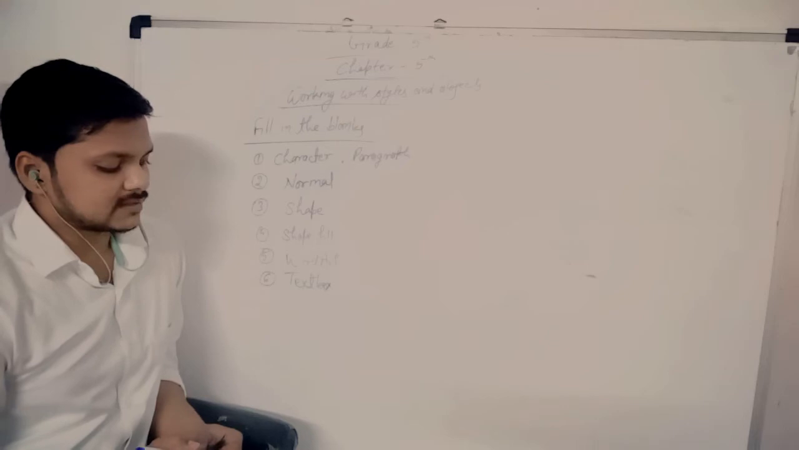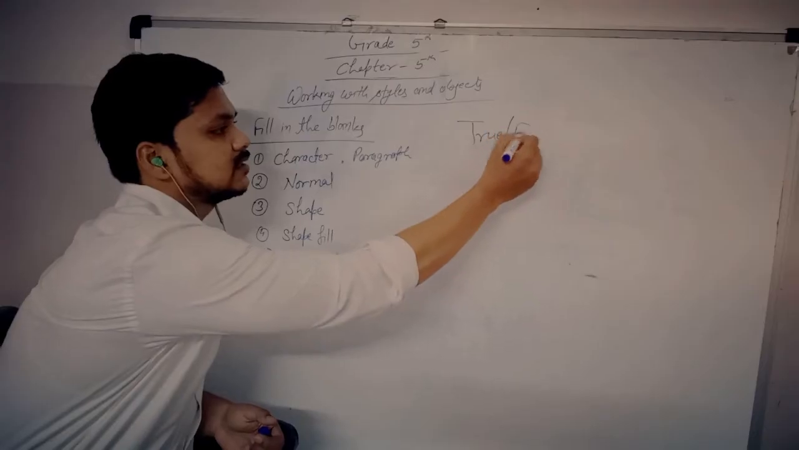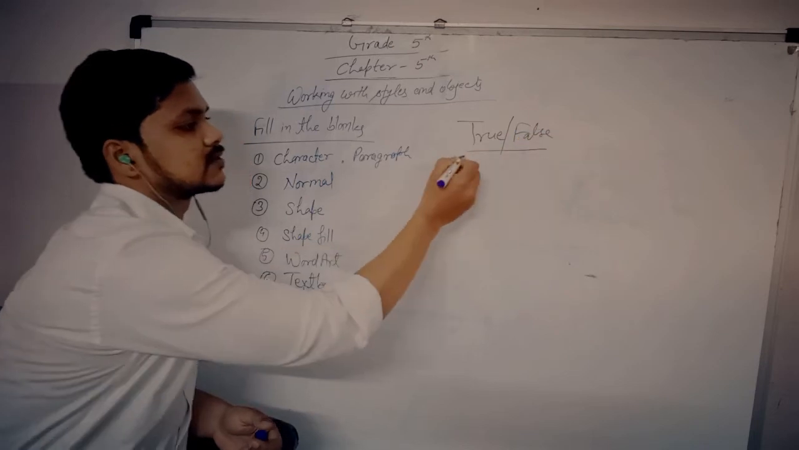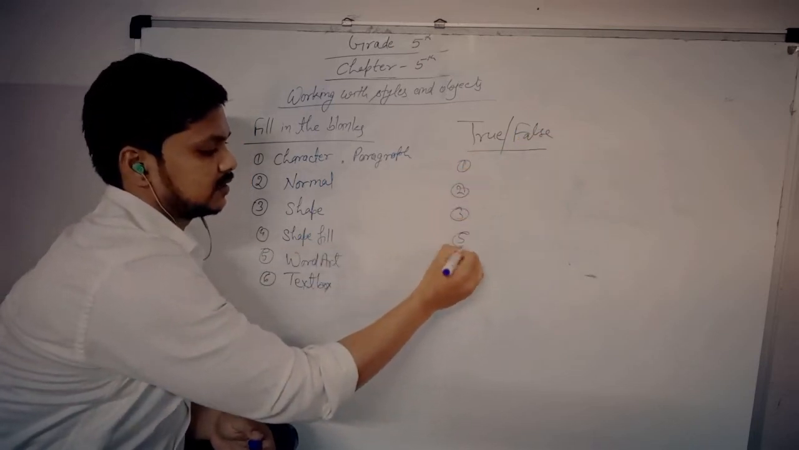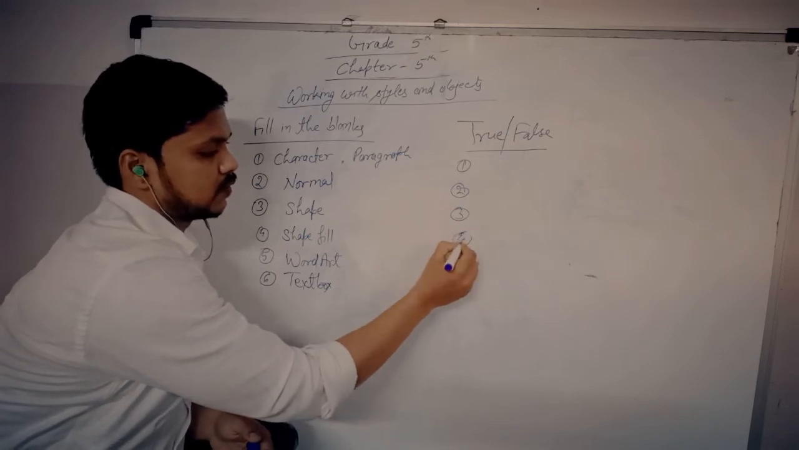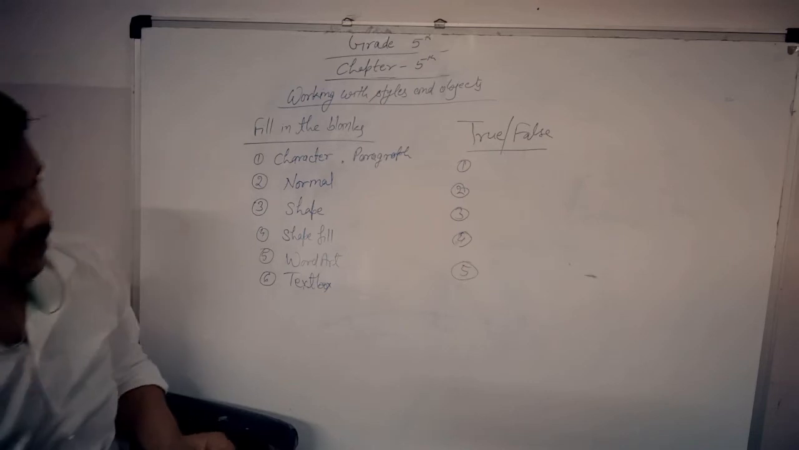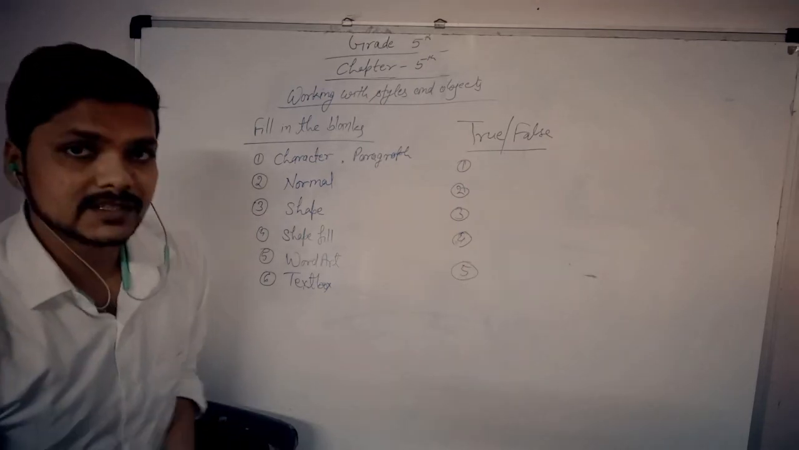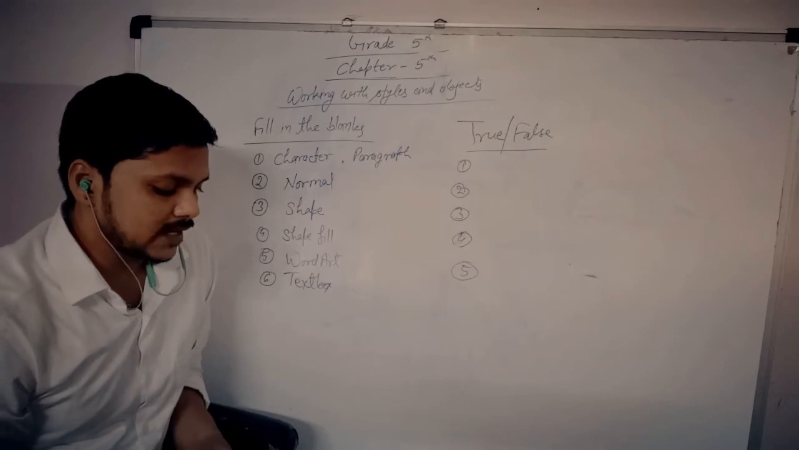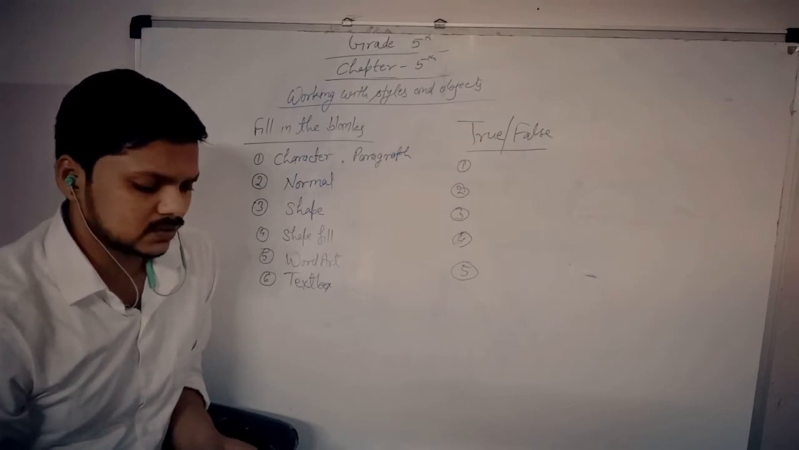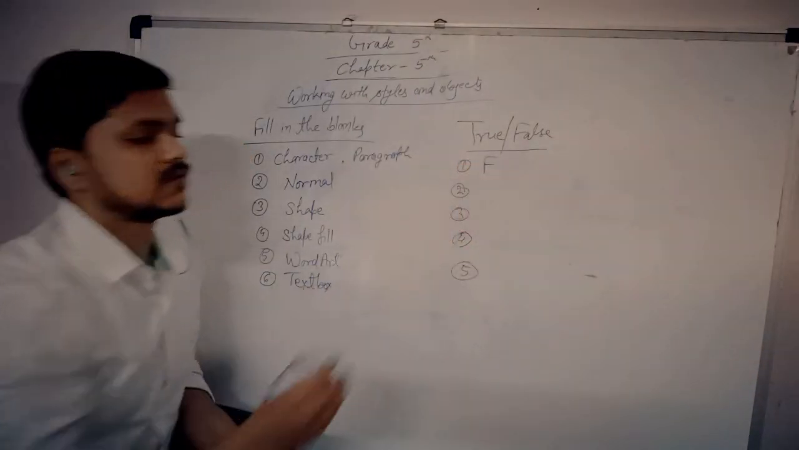Now come to the next exercise, that is true and false. So here we will do true and false. I am writing the numbers here, up to 5. So first is, to maintain the height and width ratio of an object, hold down the control key. No, it is false. The shift key is used for that.